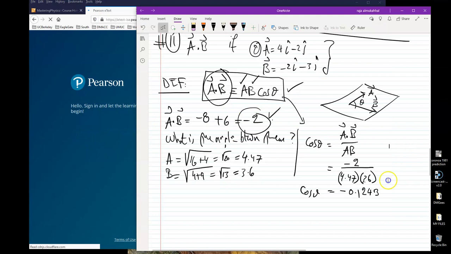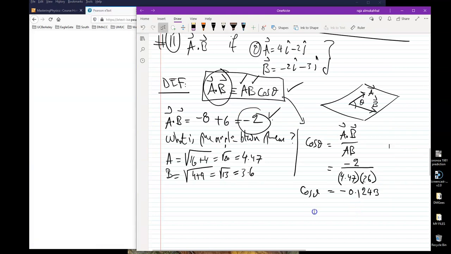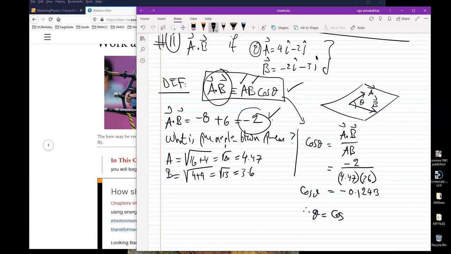Okay, and therefore theta is the cosine inverse of that, right? And again, I use my calculator. And the answer is roughly negative 83 degrees. And there we go. Okay? So basically, this is the angle between the two vectors. You see what I'm saying?